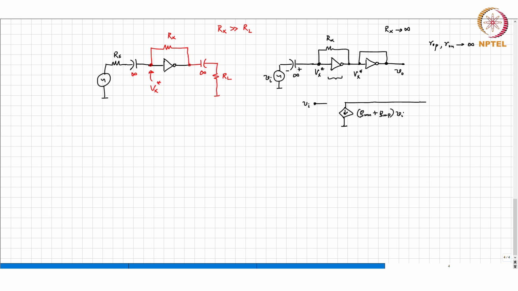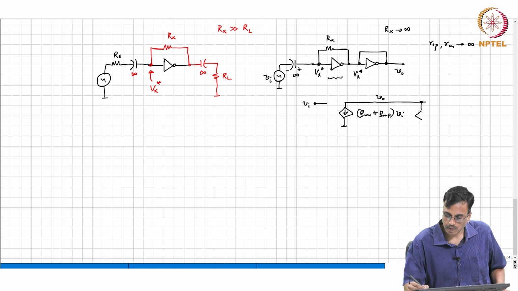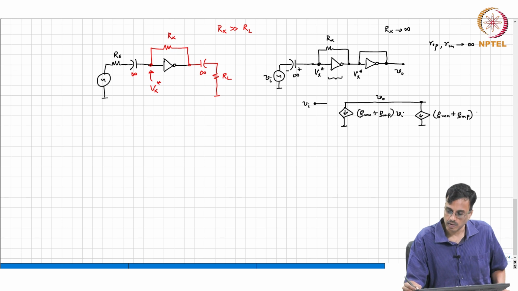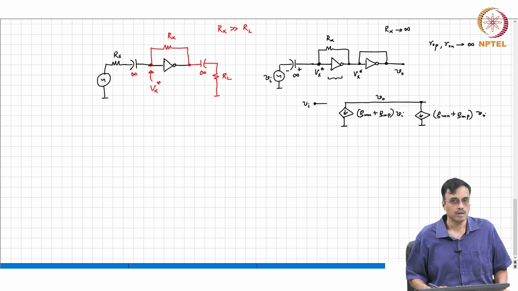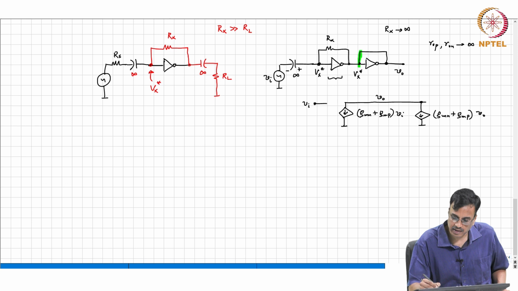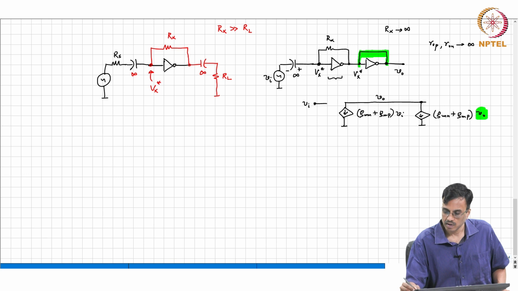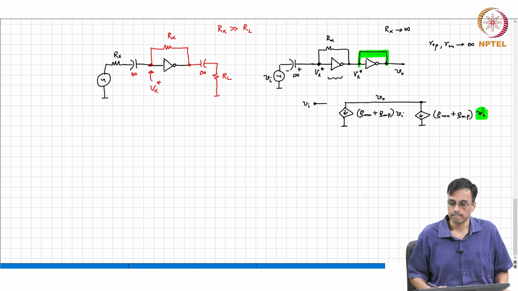The gate and drain of the second stage are also shorted. So for that, the current source is the same. So this will be GMN plus GMP times V0. Is this clear? Remember that the drain and the gate of the second inverter are shorted. So therefore, that is VO. Is this clear, people?